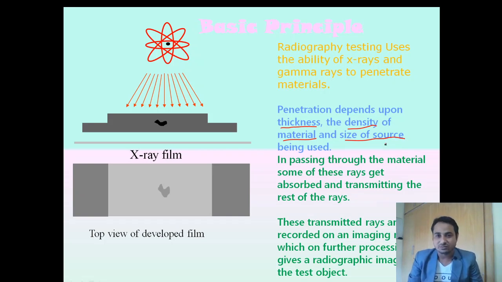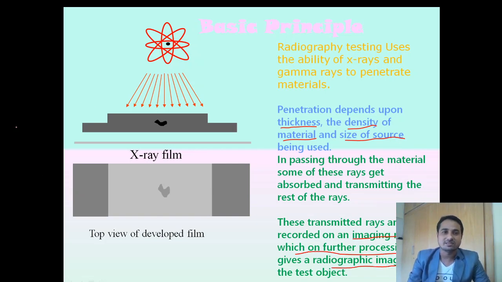In passing through the material, some of these rays get absorbed and the rest are transmitted. Means some of the rays will get absorbed by the material, but some will be transferred. And these transmitted rays are recorded in an image media. The image media we call film. So these transmitted rays will be recorded in a film, which on further processing gives a radiographic image.